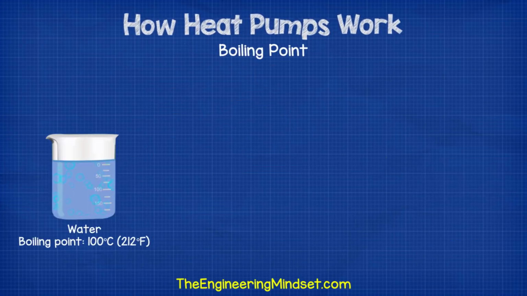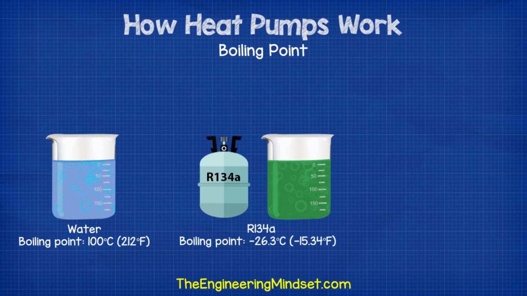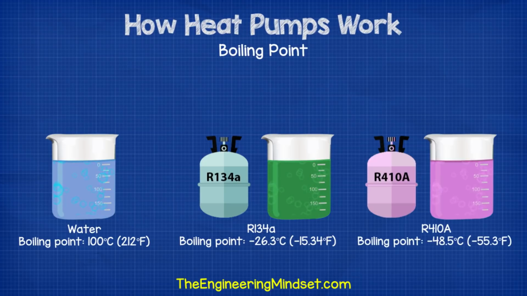As an example, we know that water will carry thermal energy away as steam when it boils, and we know that it boils at 100 degrees Celsius or 212 degrees Fahrenheit. Well, if we then look at some common heat pump refrigerants, R134A for example, has a boiling point of minus 26.3 degrees Celsius or minus 15.34 degrees Fahrenheit. Refrigerant R410A has a boiling point of minus 48.5 degrees Celsius or minus 55.3 degrees Fahrenheit. So it's very easy to extract thermal energy even at very low outdoor temperatures.